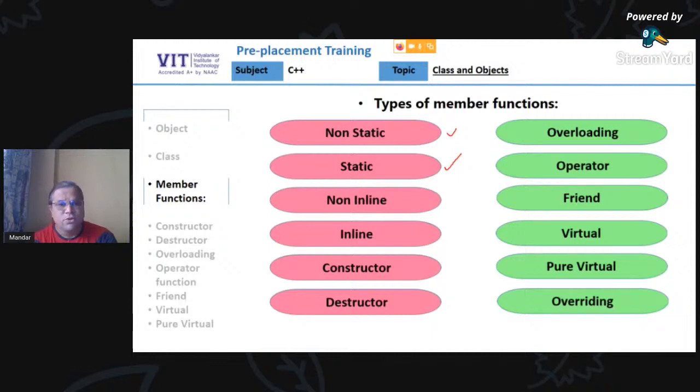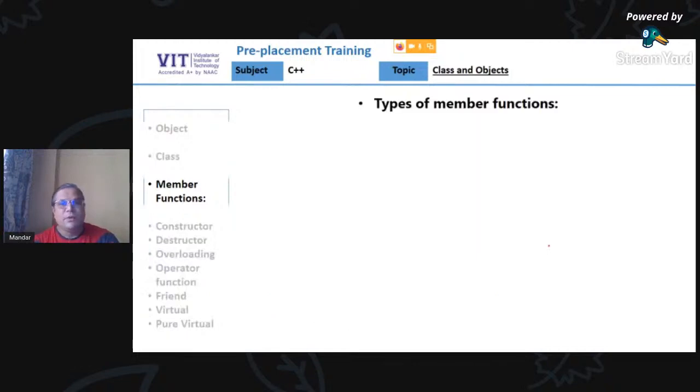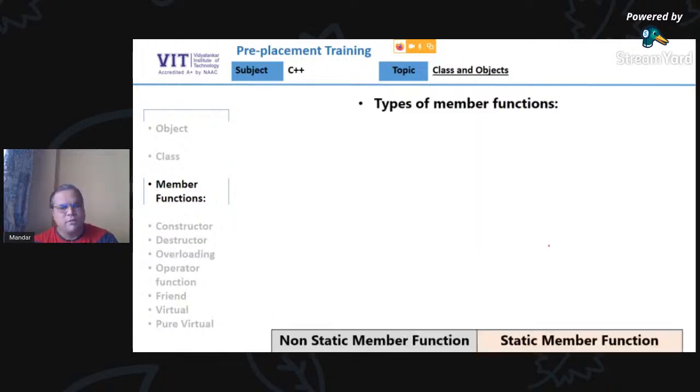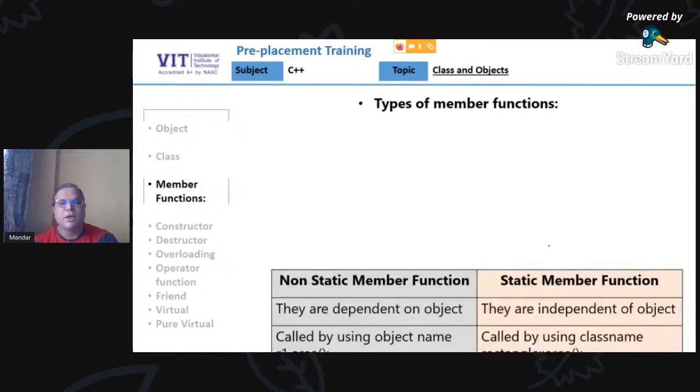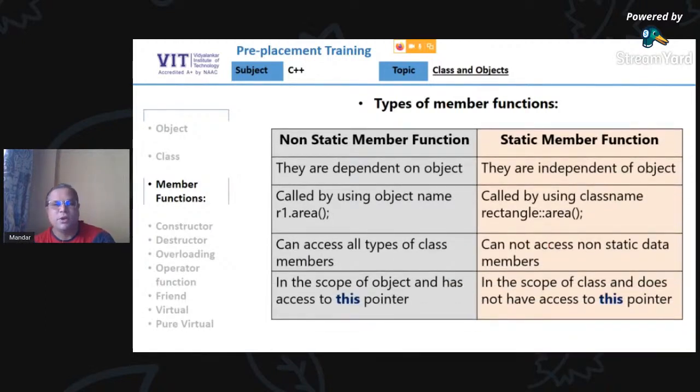Today we have to see what is a non-inline and an inline member function, what is a constructor, what is a destructor function, and then what is function overloading, what is operator overloading, and maybe up to friend function we will reach today. The remaining three functions we will discuss in tomorrow's session. So this is today's outline, the different types of member functions that can be present inside a class.